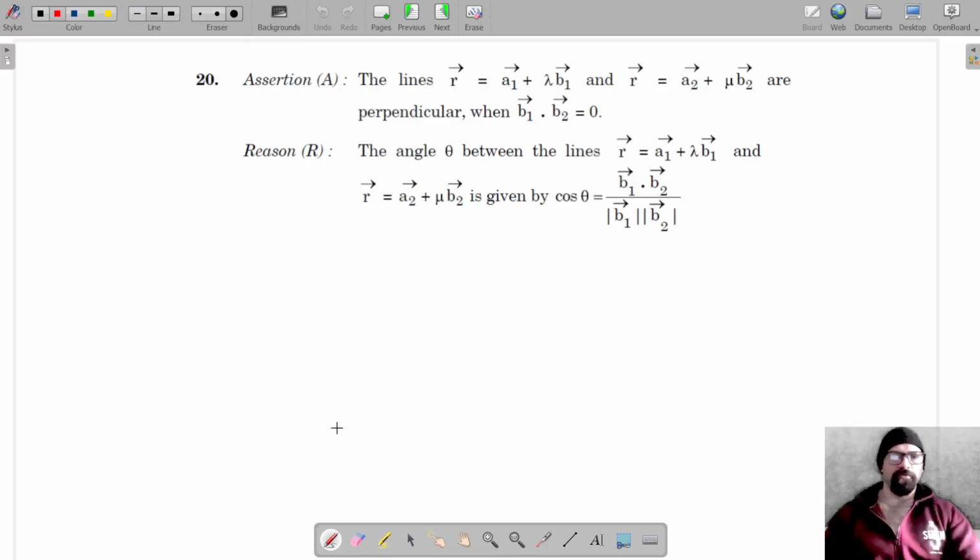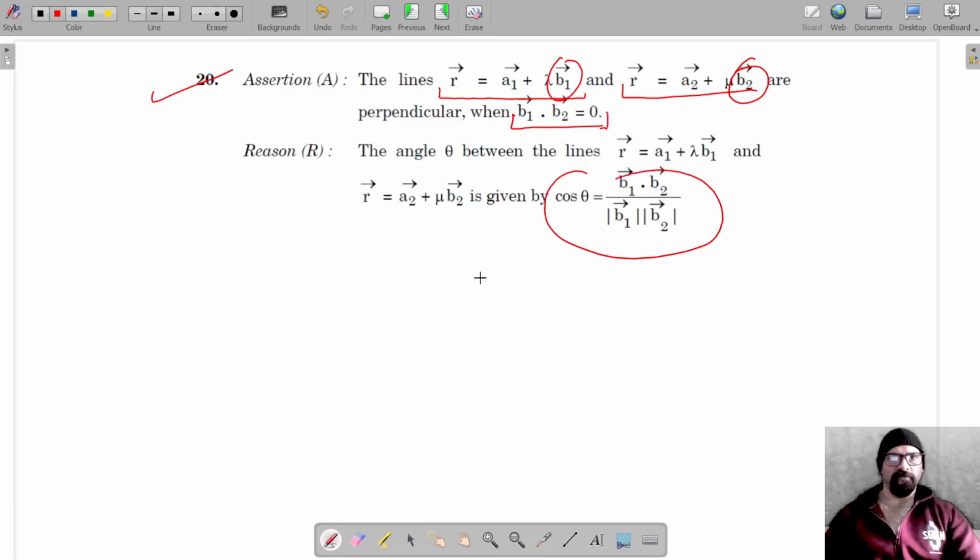Okay, for question number 20, which is also assertion and reason based, it says that lines, the first one with one vector equation and the second with another vector equation, are perpendicular when their parallel vectors' dot product is zero. That is, when their parallel vectors are also perpendicular. And the reason is given by this, where we have to find the angle.